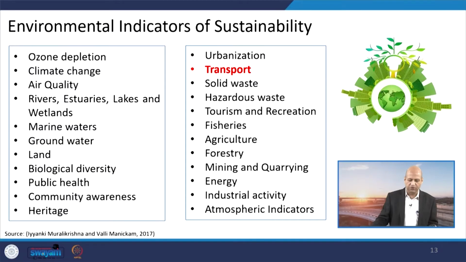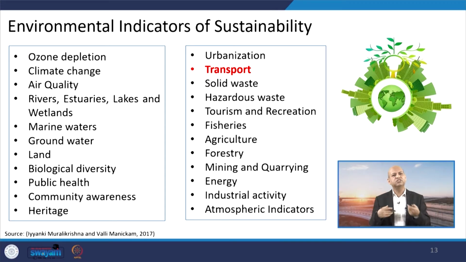Well, when we talk about these environmental indicators of sustainability, we talk about several features or aspects like ozone depletion, climate change, air quality, groundwater quality, land usage, agriculture, transport, solid waste management, everything. All these things which affect one or other aspect of the environment, we have to consider them. Transport is also very important, and this course is about sustainable transportation systems. So, our focus will be more on transport.